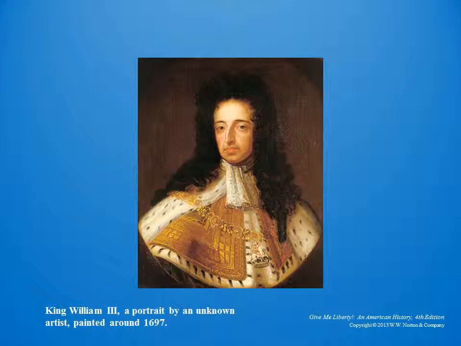Here's our picture of King William III. This is a portrait that was painted around 1697 by an unknown artist. Remember, William came to power in England as a result of the Glorious Revolution.